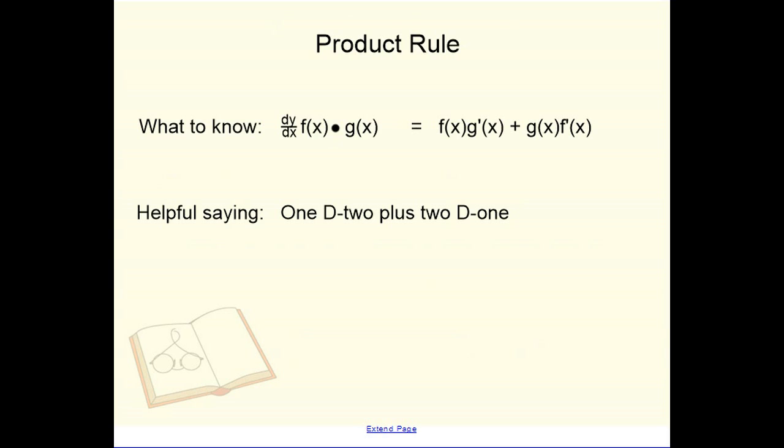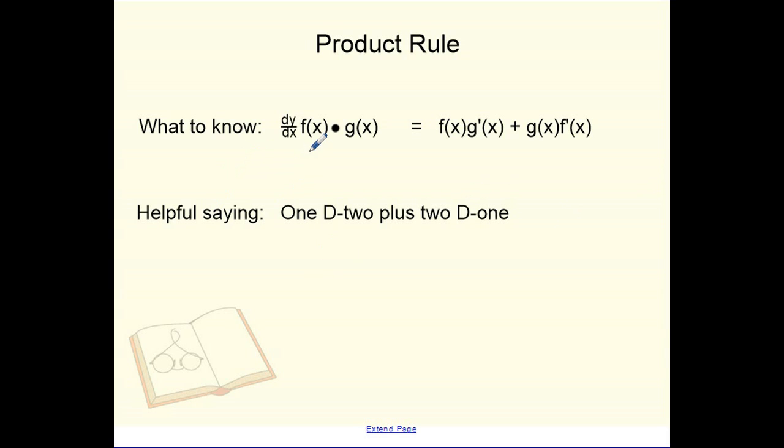Let's move on to the product rule. We use the product rule when we want to take the derivative of two functions that are being multiplied together. If we have dy/dx of f of x times g of x, it turns out to be f of x times the derivative of g of x, plus g of x times the derivative of f of x.